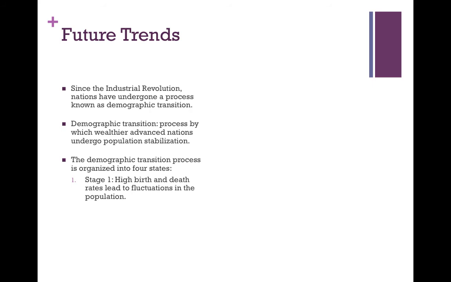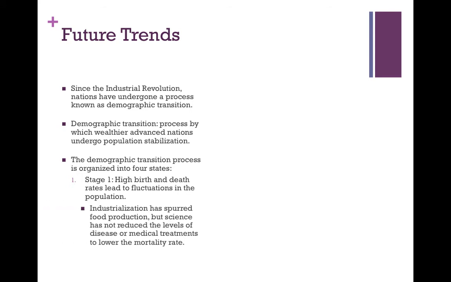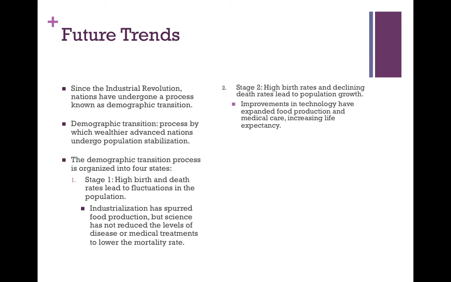Stage 1, high birth rates and high death rates lead to fluctuations in population. Industrialization has spurred food production, but science has not reduced the levels of disease and medical treatments to lower the mortality rate. Stage 2, high birth rates and declining death rates lead to population growth. Improvements in technology have expanded food production and medical care, increasing life expectancy.